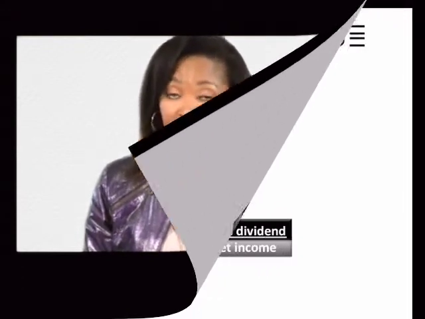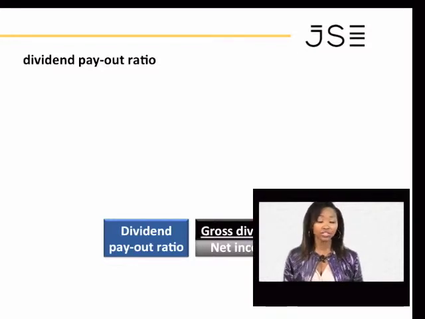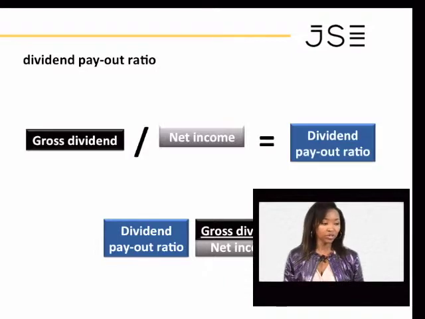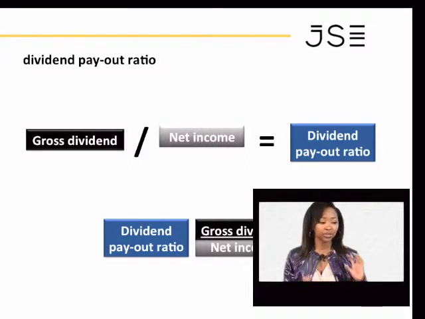Okay, so let's look at some ratios regarding dividends, because dividends are quite important when you're investing in shares. Let's look at the dividend payout ratio. Okay, so the dividend payout ratio is when you take the dividend divided by the net income. That gives you your dividend payout ratio. So that basically gives you your dividend as a percentage of the net income. So it allows you to see what percentage of the net income is that dividend that you're earning.